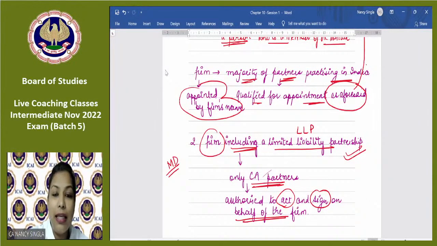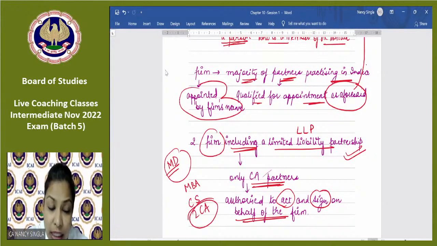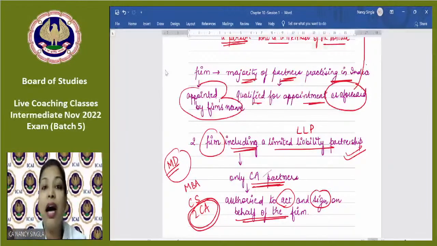Okay? It might happen, a multidisciplinary firm, where MBA is also one of the partners, CS is also one of the partners, there are 2 CAs. So here only these 2 are authorized to act and sign on behalf of the firm as the auditor. The MBA or the CS cannot sign the audit report as such.